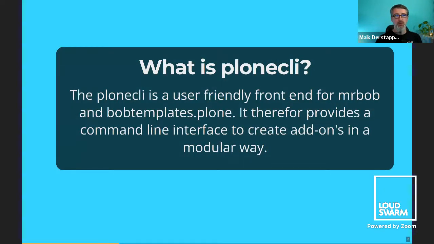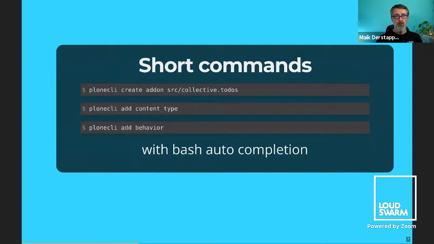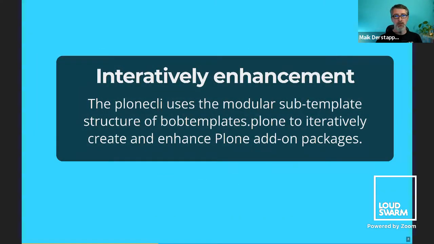What is the Plone CLI? The Plone CLI is a user-friendly front-end for Mr. Bob and Bob templates Plone. This is an example. So we have short commands, we have auto completion if we activate it, and we can create an add-on, we can add features in that add-on. The whole thing is iterative. So you create an add-on, it's a basic add-on, nothing in it, and then you decide what features you want. Do you want the view? Do you want the content type? Do you want to make it a theme? And so on.